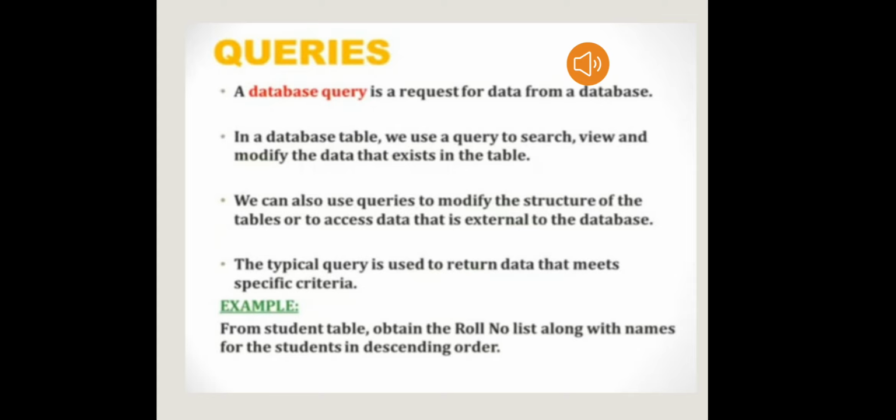A typical query is used to return the data which meets a certain criteria, the conditions which we give. An example is given here: from the student table, obtain the roll number list along with their names from the student in descending order. We have to find the student table, and from this table obtain the roll number along with the names of the students in descending order.